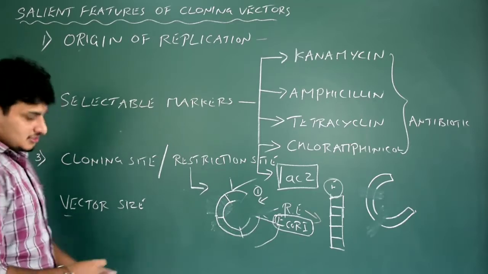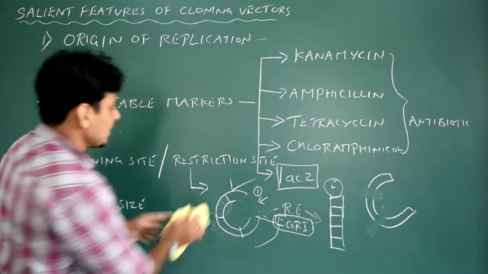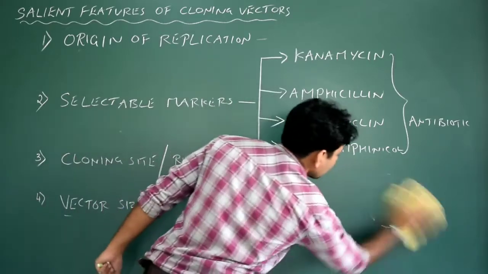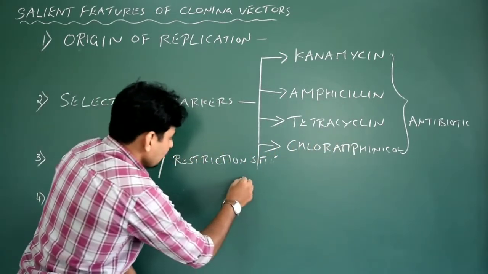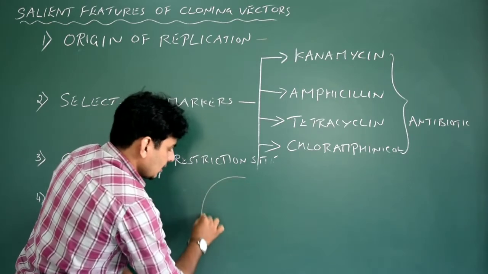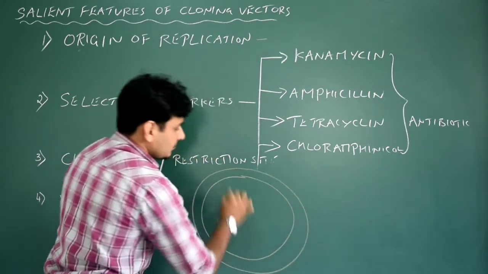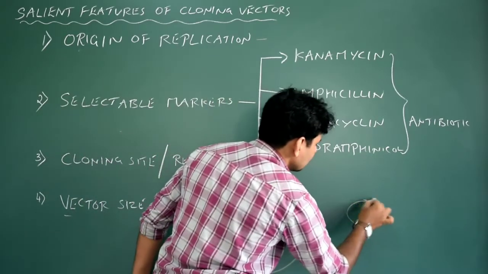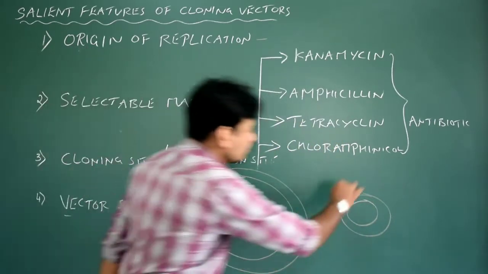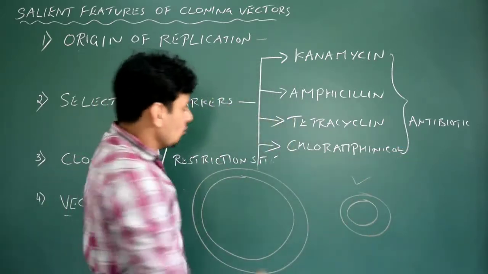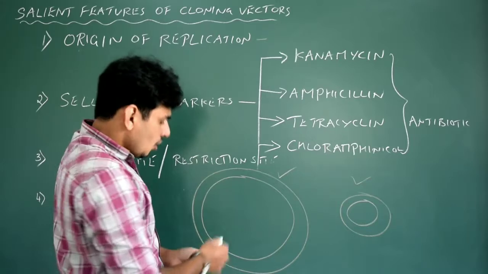Next is vector size. Okay, we just write here. I think I'll erase this. Vector size. What is this? Let us assume that I have got a very, very big cloning vector, and here I am going to draw a small cloning vector. Which one do you prefer? I prefer this small one over this large cloning vector. There are large cloning vectors actually. What is going to happen?